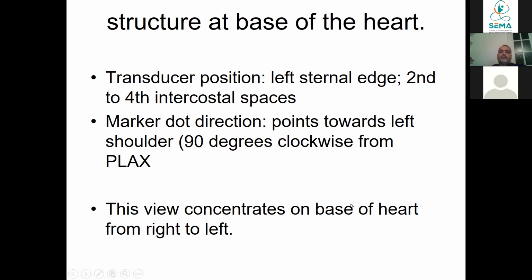Again, the transducer position is the left sternal edge. This explains how to generate the short axis and where to put the marker, as we said. Long axis to the right shoulder, then rotate the transducer 90 degrees clockwise until you generate a short axis.